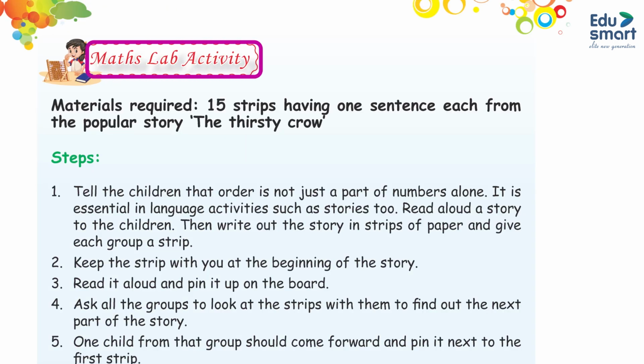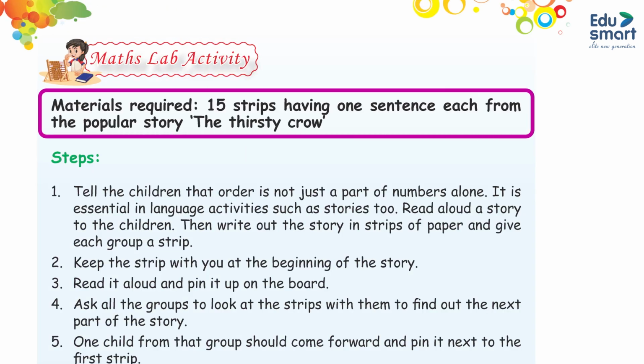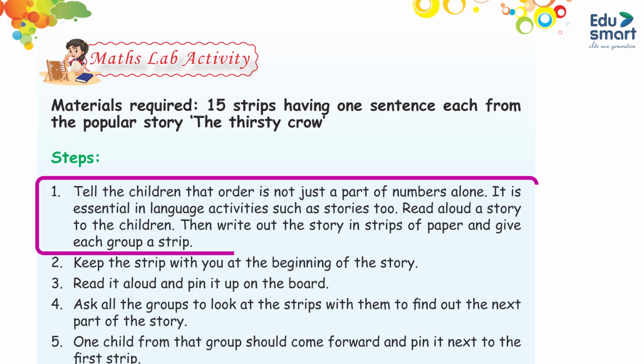Maths lab activity. Materials required: 15 strips having one sentence each from the popular story The Thirsty Crow. Steps: 1. Tell the children that order is not just a part of number alone. It is essential in language activities such as stories too. Read aloud a story to the children, then write out the story in strips of paper and give each group a strip.